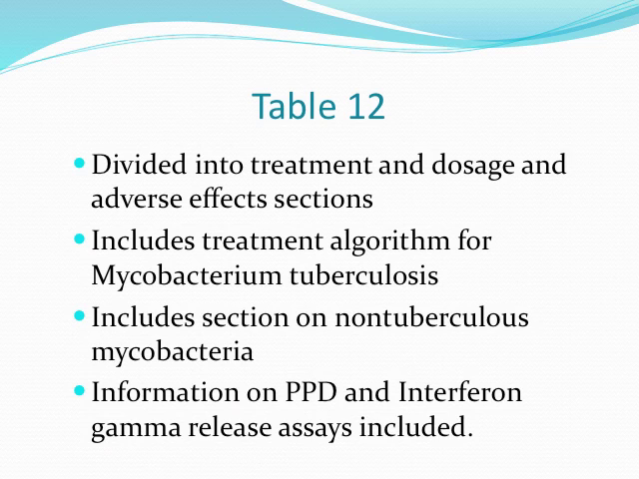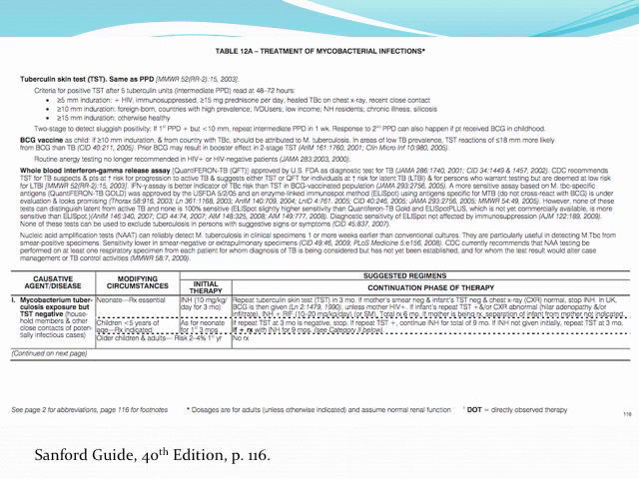Now, treatment of mycobacterial infections can also be confusing, and Table 12 of the Sanford Guide presents this info in a well-organized way. Table 12A includes a nice summary distinguishing between tuberculin skin testing and IGRA, or interferon gamma release assay testing, which, of course, has gained significant prominence in the diagnosis of latent TB in recent years.